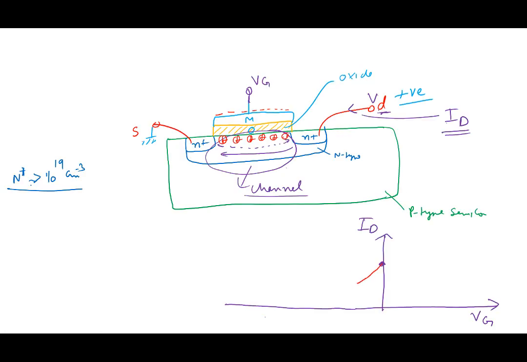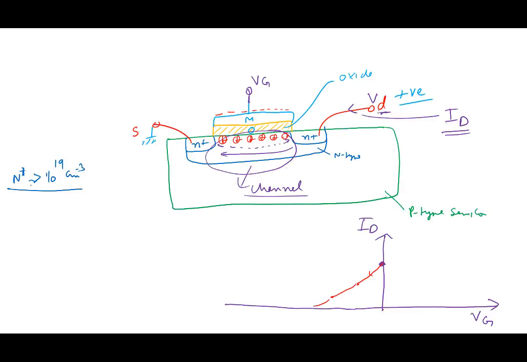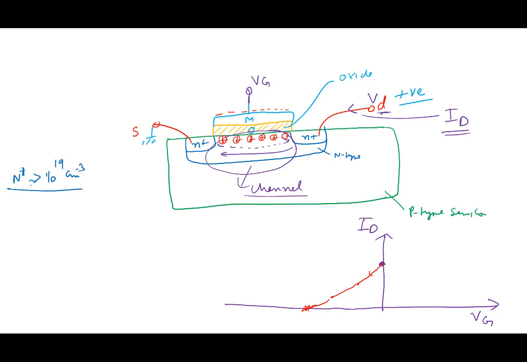The current starts decreasing. If I apply negative gate voltage, the current starts decreasing. If you apply even higher gate voltage, the current decreases even more. Eventually, you could make the current almost zero. What did you do? You removed the entire electrons from the channel, completely depleted the channel of electrons. And there's no channel anymore. The current has dropped to zero.